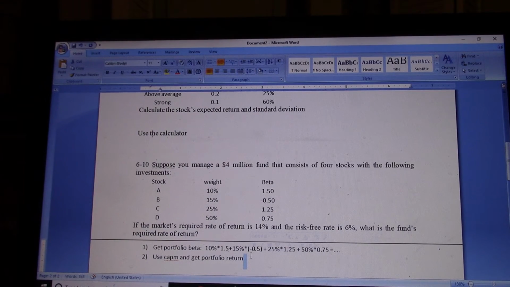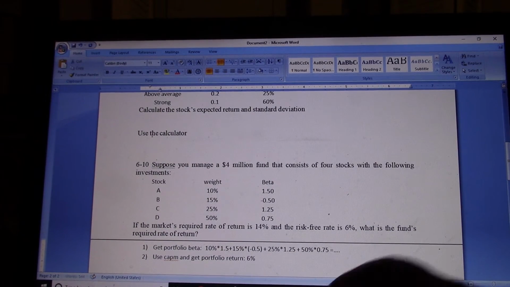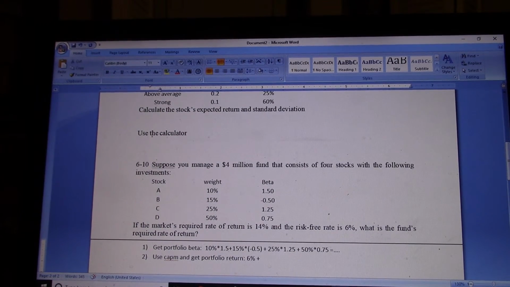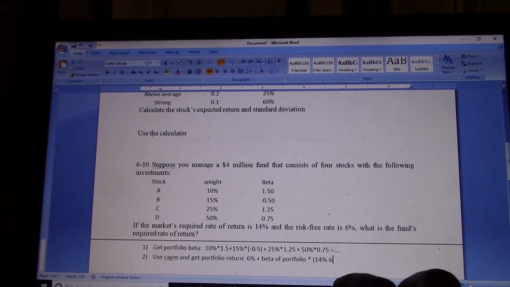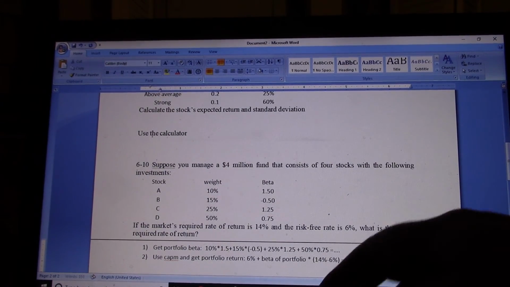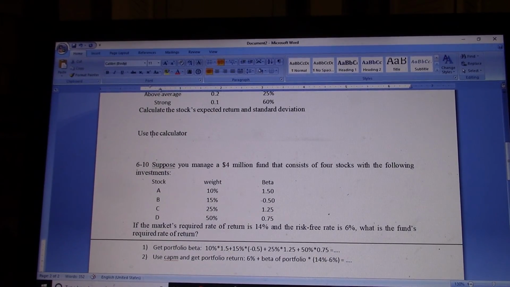Once you get the portfolio's beta, plug it into the CAPM, so the return equals the risk-free rate, 6%, plus the beta we just got previously, multiplied by the difference. So we can get the return. And this is the last question.